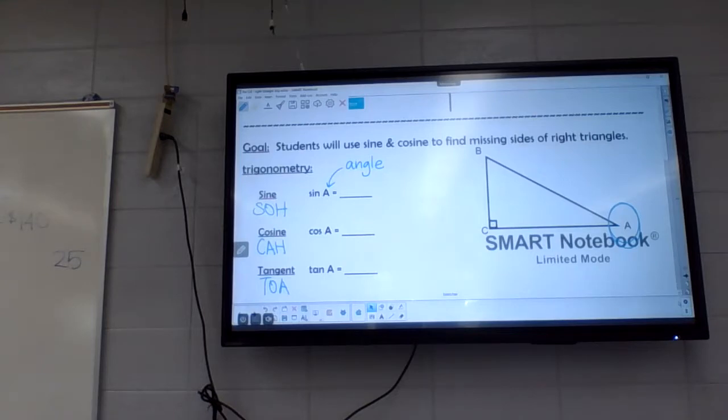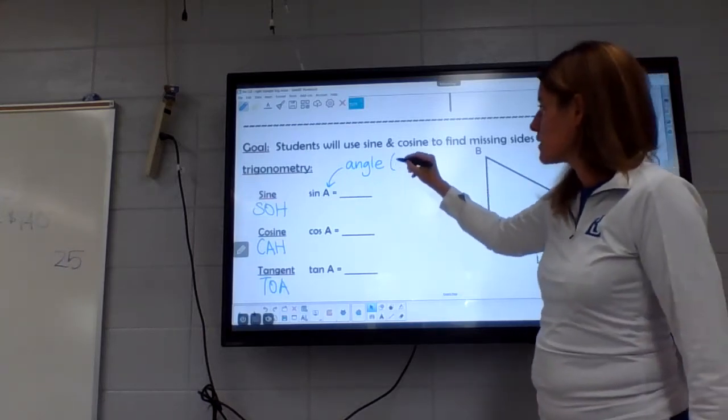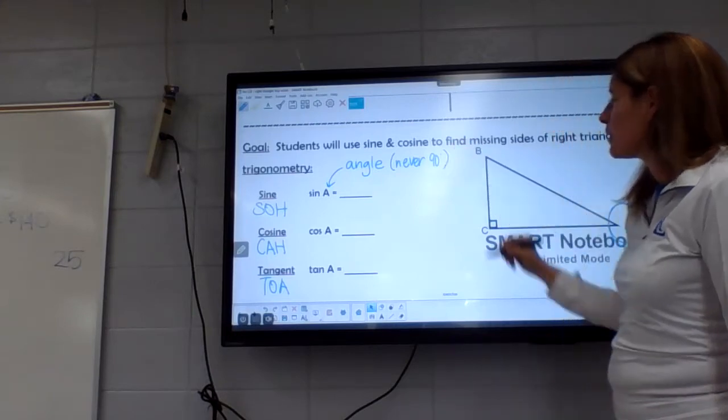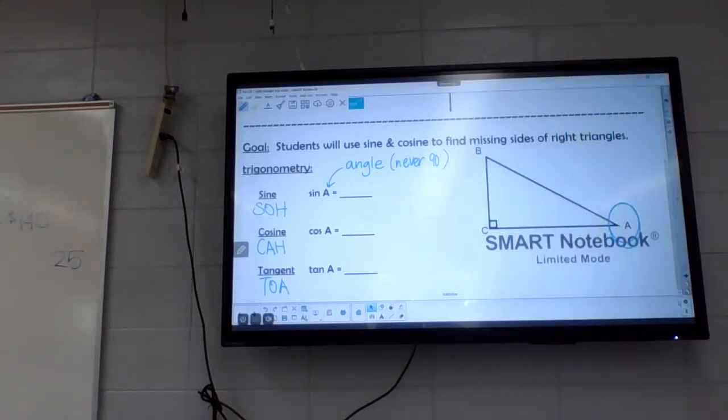Now we'll never take the sine, cosine, or tangent of the right angle. So either A or B in this case could be our angle that we use. So I'm going to say never 90 degrees. So based off of that angle, I'm going to label my sides.